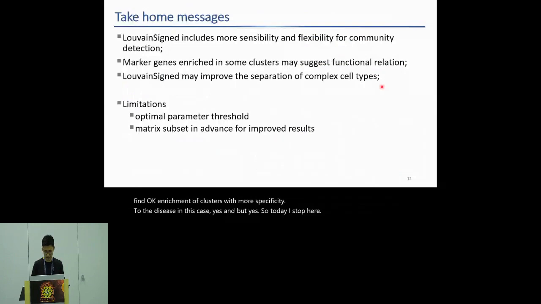So this is our take-home message: the Louvain sign can include more sensitivity than the original Louvain. And when we use the marker genes, they are enriched in some specific functions that may be more related to the disease or to biological functions. But there are still some limitations that we are trying to tackle, like how to find the optimal parameter threshold. It's a very difficult question. And also the subset of the counts is a difficult topic.